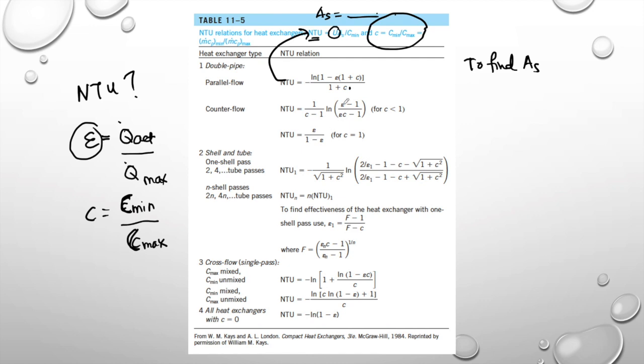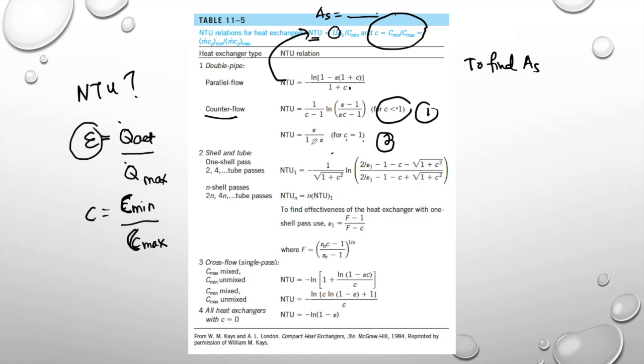Okay, and then you take a look at the types of heat exchanger. For example, your question is double pipe and then counter flow. So for the counter flow, we have 2 different types of equation. Again, first one is for C below 1, and then the second one is C equal to 1. So please select the right equation for the right question.